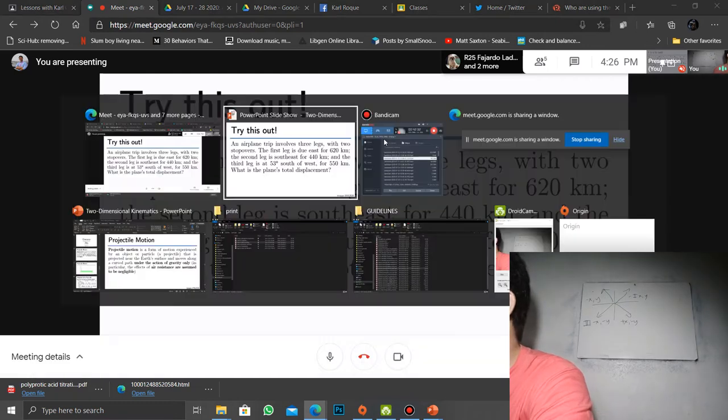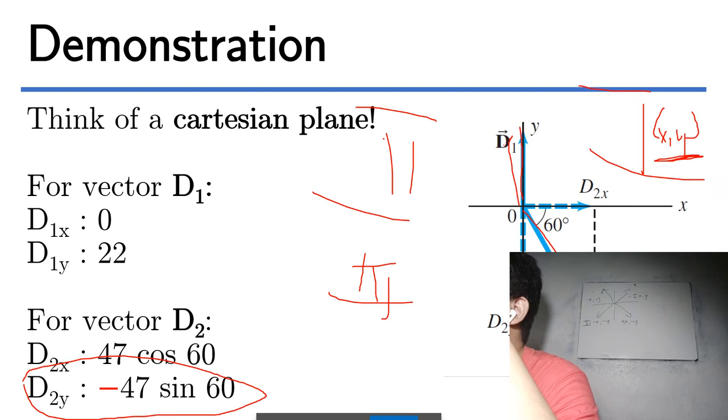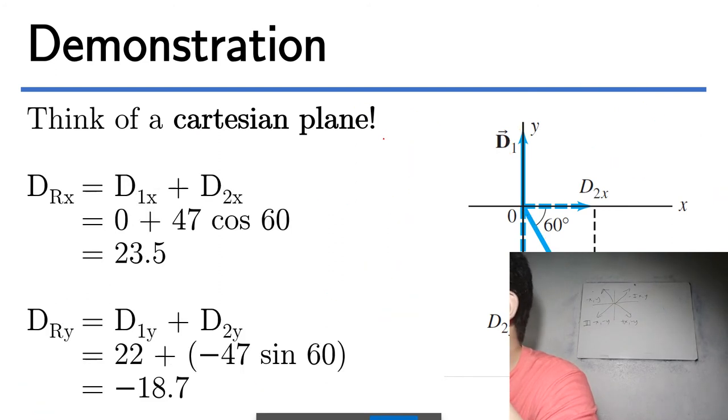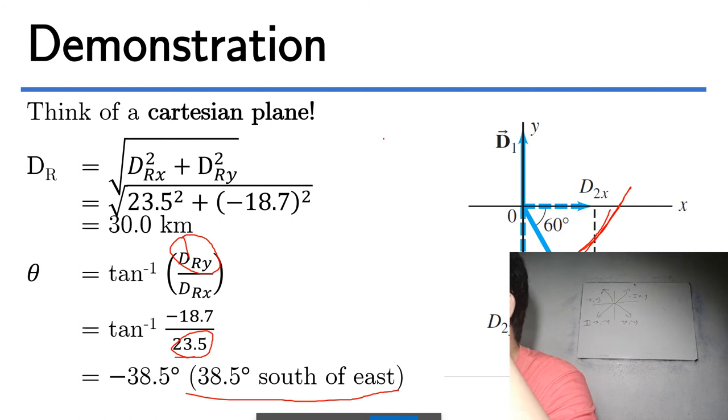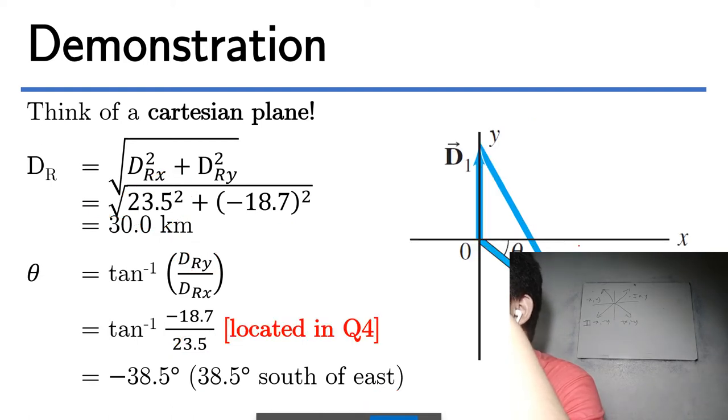Balik ko lang na konti kanina, no? Kasi baka di nyo nakita. So, yan, ulit. Add all the x, 23.5, negative 18.7. The resultant is 30. Then get the direction. Take note kasi, di ba, negative y, positive x. Ibig sabihin, nasa quadrant 4 pa rin yung angle natin. So, dapat 38.5 degrees south of east. Kasi alam natin na ito yun, no? Yan yun. 38.5 degrees south of east. There we go.